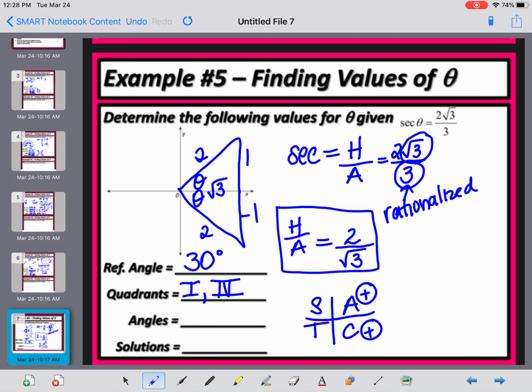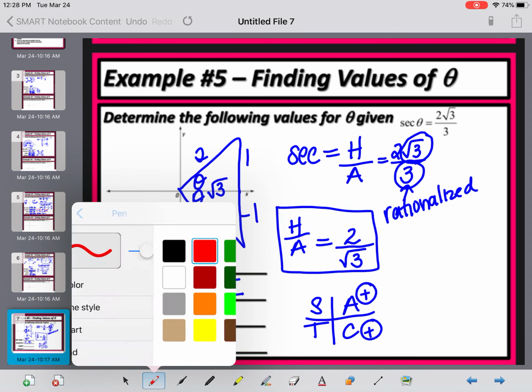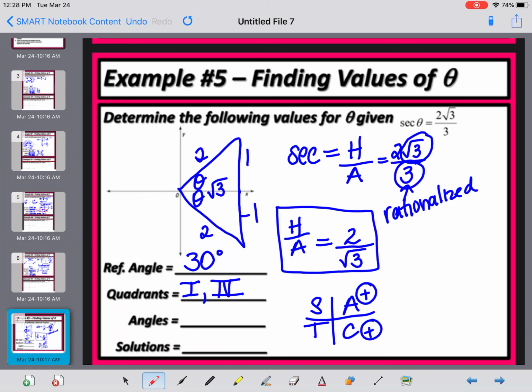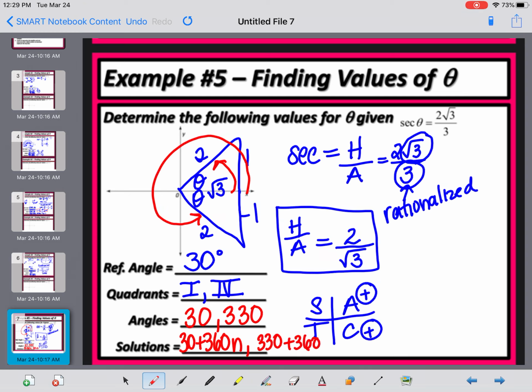Okay, now we have to figure out the angles. So we're doing angle rotations to those terminal hypotenuse sides. Okay, so my first angle is going to be 30. And my second is going to be 330. Okay, making my solutions 30 plus 360n and 330 plus 360n.